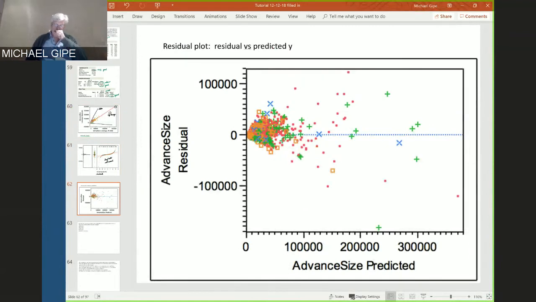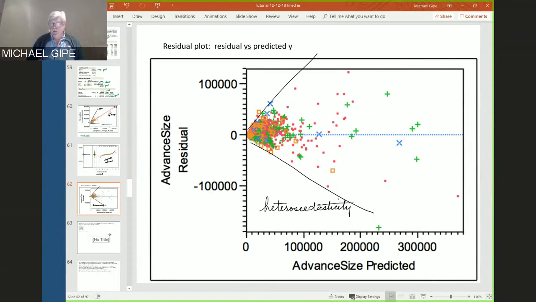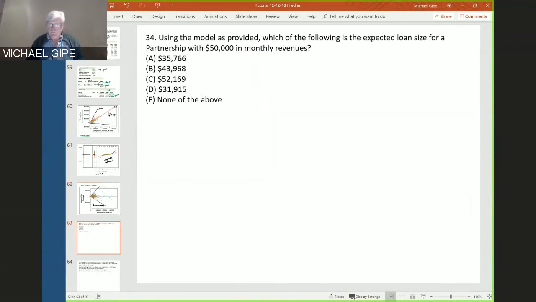How about a residual plot? Okay, residual versus the predicted y. So x-axis is the predicted advance size, and the y-axis is the residual values. And again, here we see even more clearly, we have heteroscedasticity, non-constant variance. It means our prediction interval would be way off if we tried to use the overall RMSE to figure that out. Okay, clearly we're going to have some questions about that.